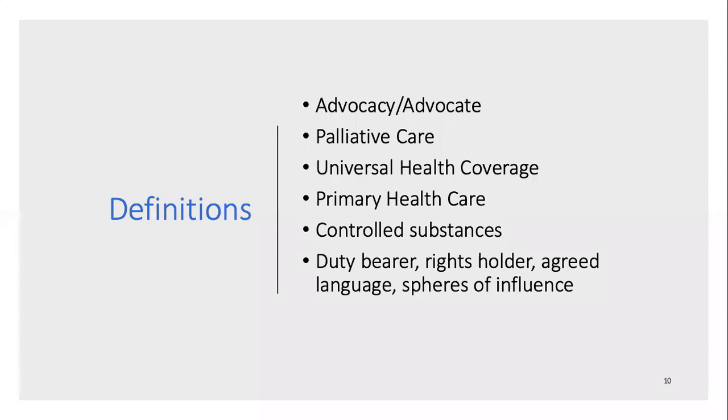So the basic definitions I'm going to go through are advocacy, palliative care, universal health coverage, primary health care, controlled substances, and then duty bearer, rights holder, agreed language, and spheres of influence. This should give you enough to get started on the global advocacy jargon.